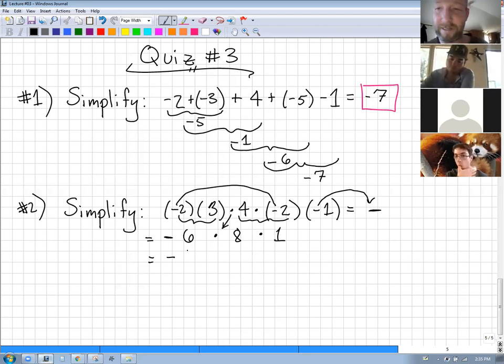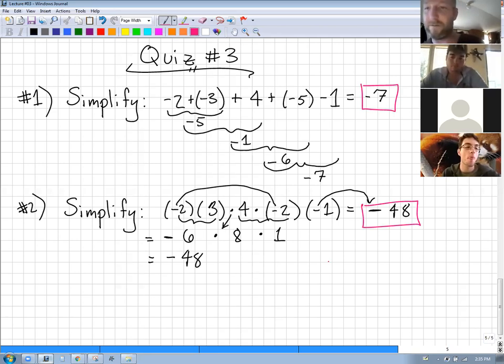Yeah, 48, negative 48. All right, is that what y'all got? 2 times 3 is 6, times 4 is 24, times 2 is 48. And there's 1, 2, 3 minus signs. So that leaves us with a minus overall.